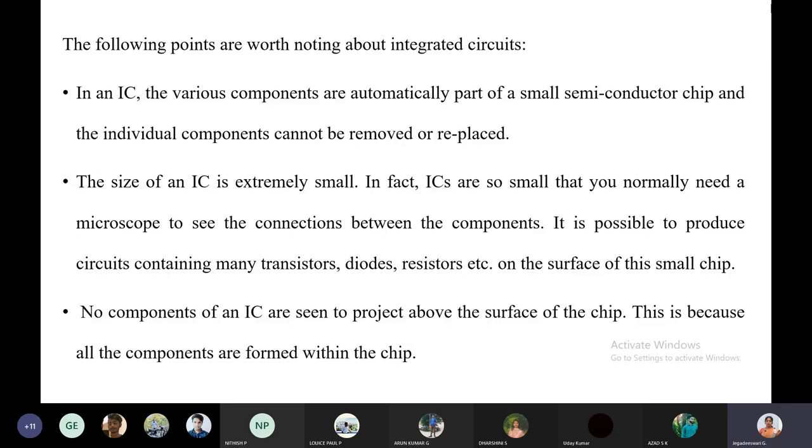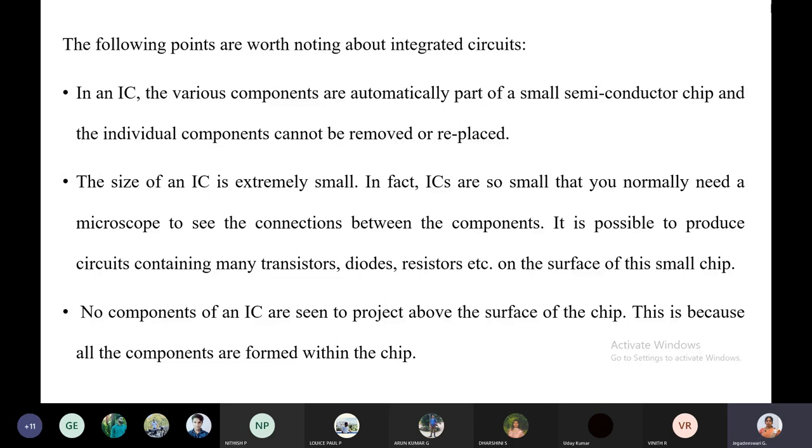Can anyone read the last point? No components of an IC are seen to project above the surface of the chip. This is because all the components are formed within the chip, ma'am. Yeah. So if I have one chip, what can I see? One black layer will be there, and under the layer, some pins will be there. This is what we see as the IC in hand, but no other extra components which are not interconnected with the IC.